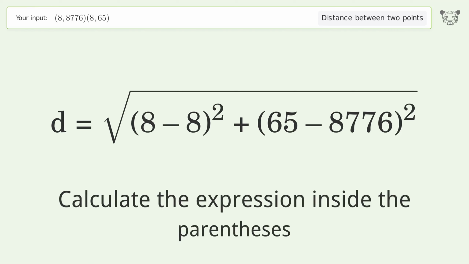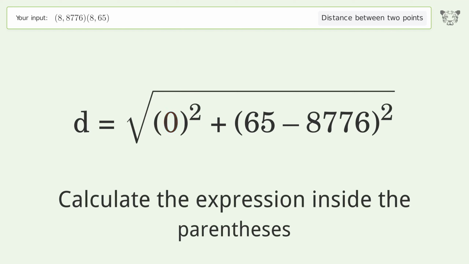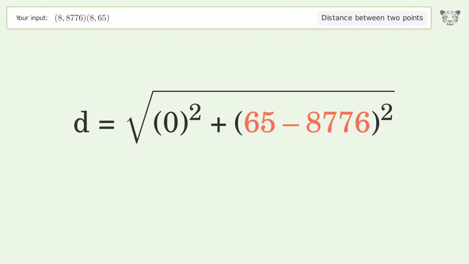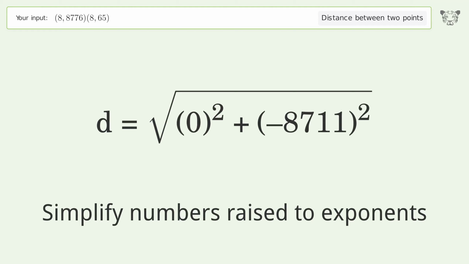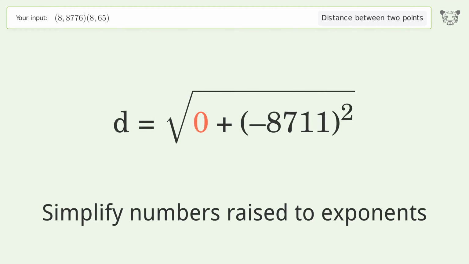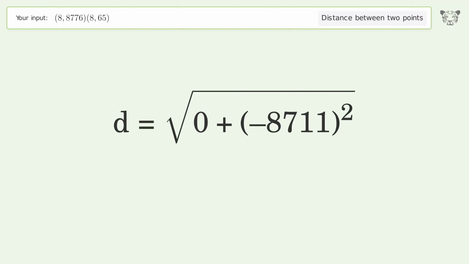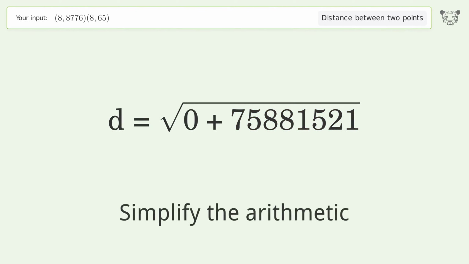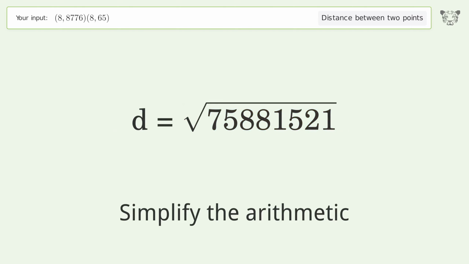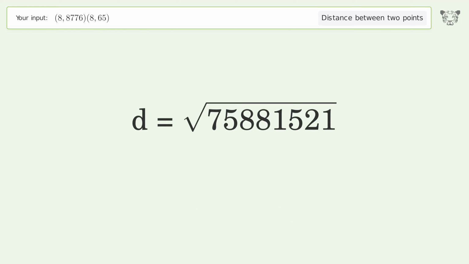Calculate the expression inside the parentheses. Simplify numbers raised to exponents. Simplify the arithmetic. And so the distance between the 2 points is the square root of 75,881,521, or 8,711.